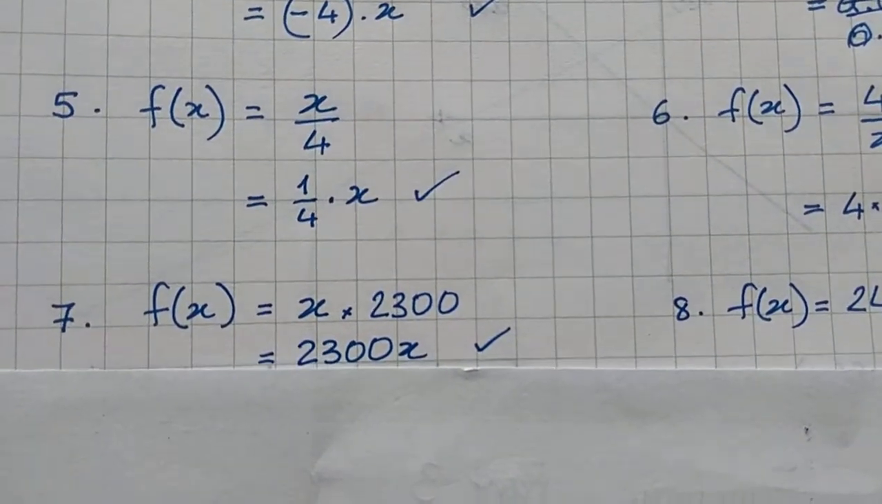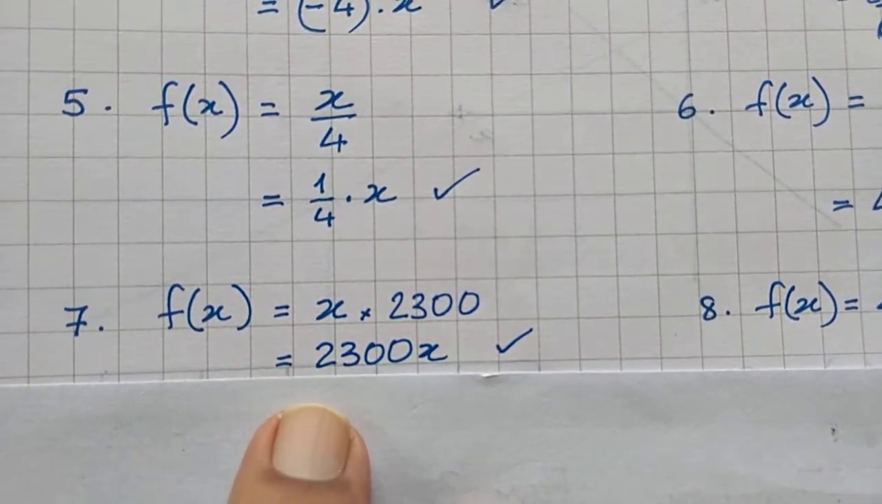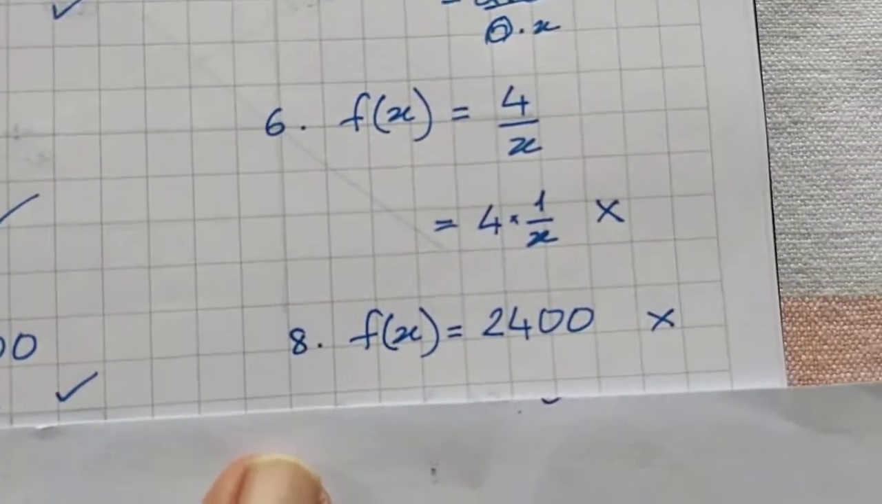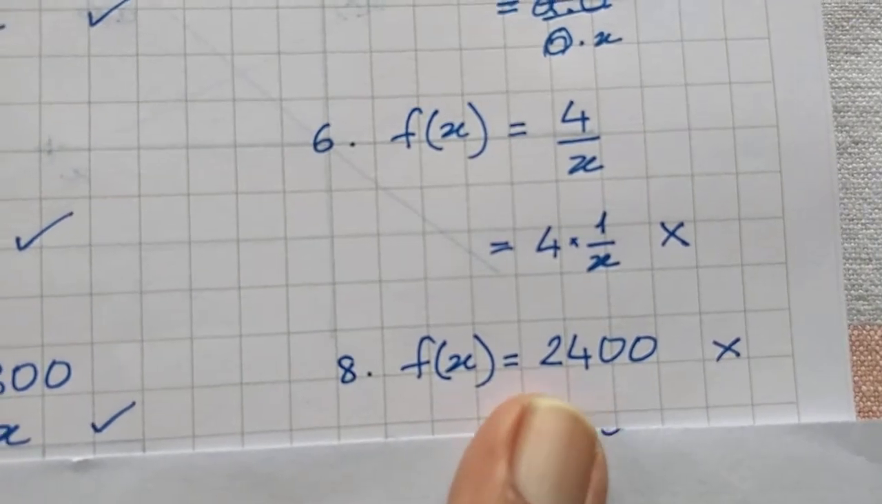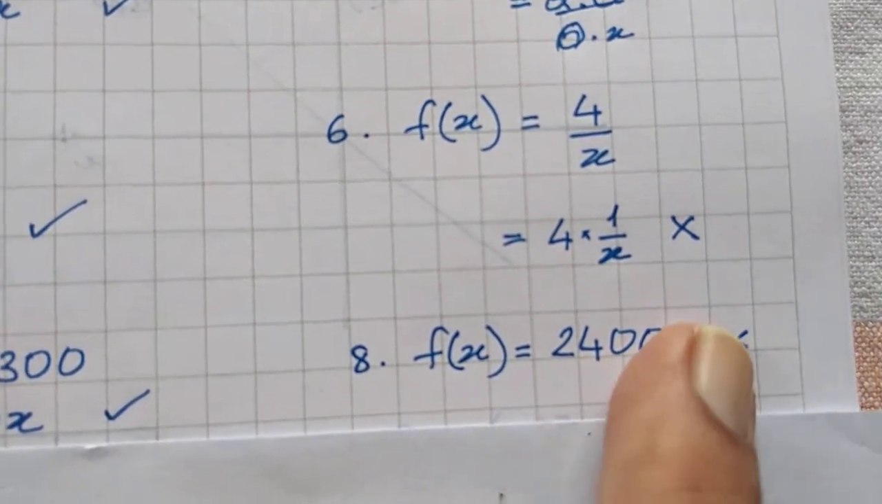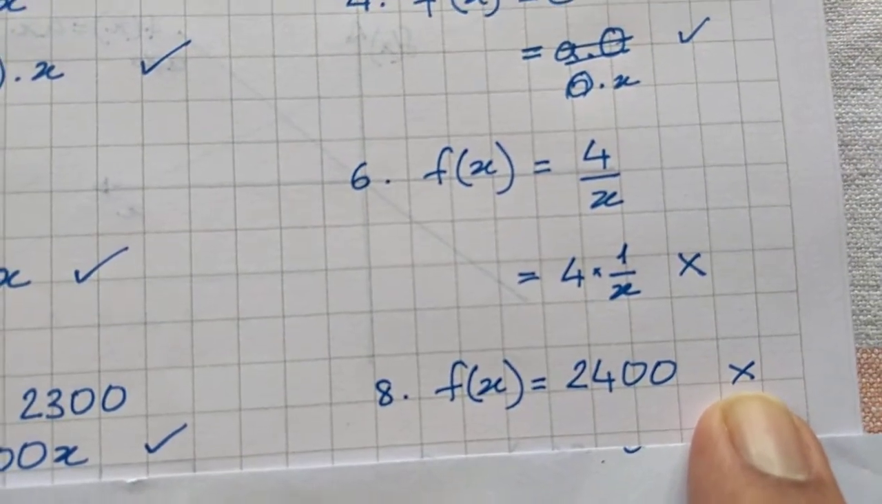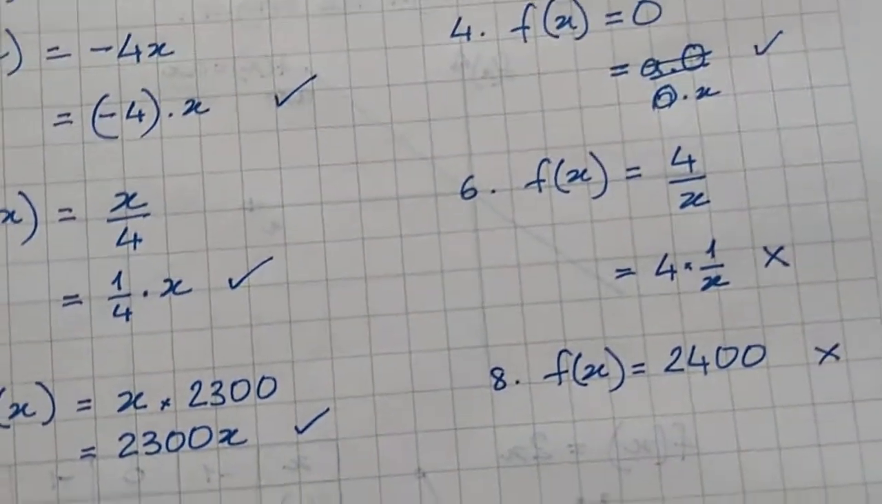Number 7, it was very simple. X into 2300, which is the same as 2300 into x. It is a linear function. Number 8 was f of x is equal to 2400. There was no x on the right side. This is not a linear function. That's a cross. It's not an x. Okay, number 8. Sorry, that was number 8.